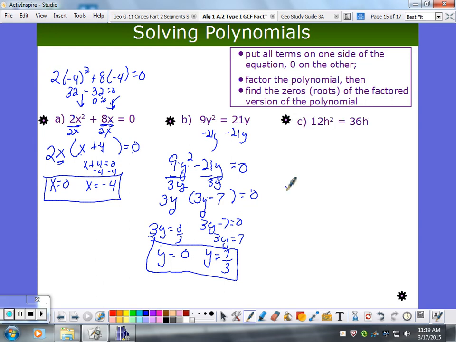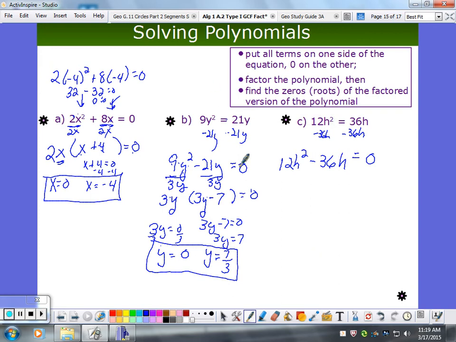Oh, let's try this guy. First step, put all terms on one side, 0 on the other. I'm going to subtract that 36 from both sides. So I get 12h squared minus 36h equals 0. Are we okay from here to here? Remember, moving a term from one side to the other is just a sign change. If 36h is positive here, it will be negative here.